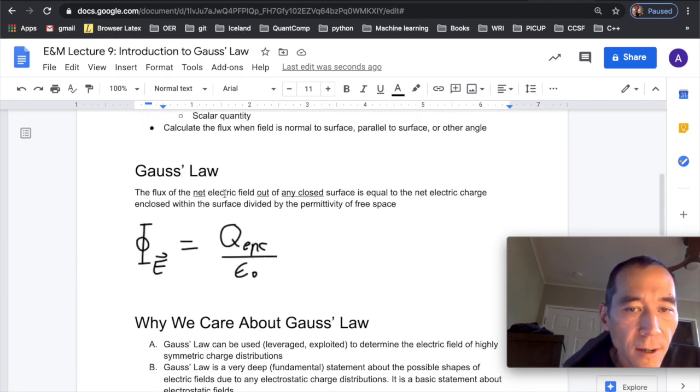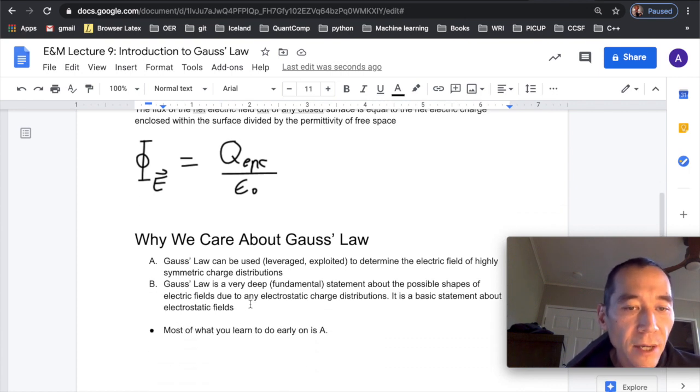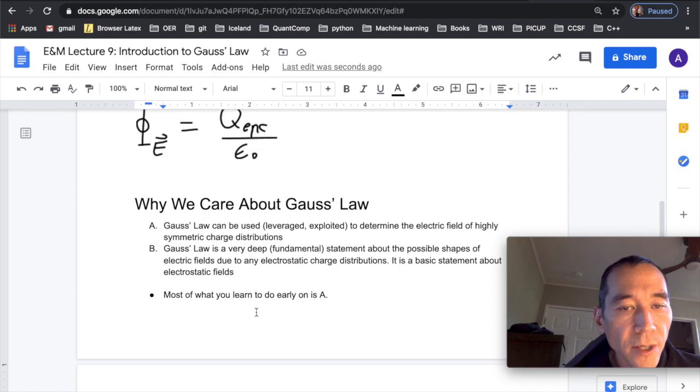So I'm going to describe the statement of Gauss's law, and Gauss's law has this really interesting looking equation. This symbol over here symbolizes what's called the flux. So in particular, this is the flux of electric field. And then there's charge, and then on the bottom is permittivity of free space. And then we'll talk about why we care about Gauss's law.